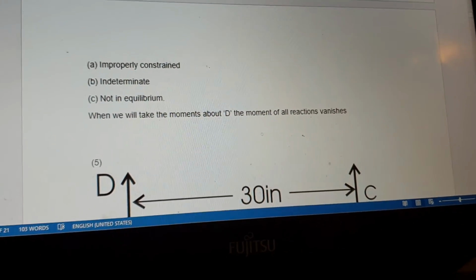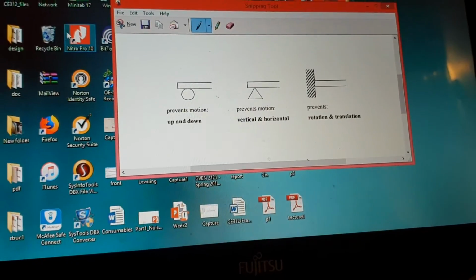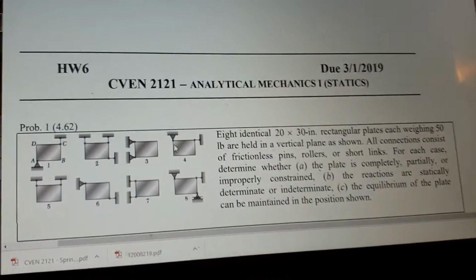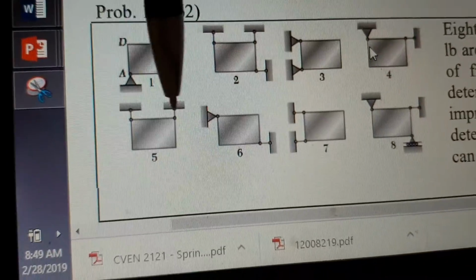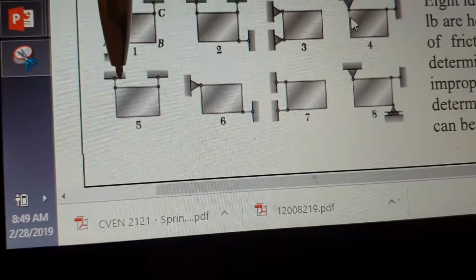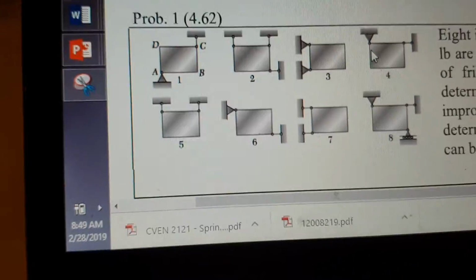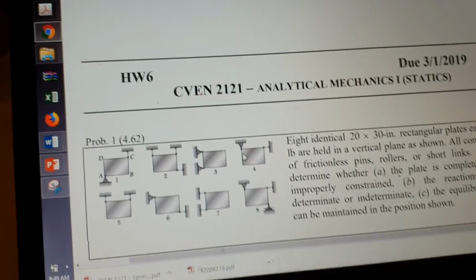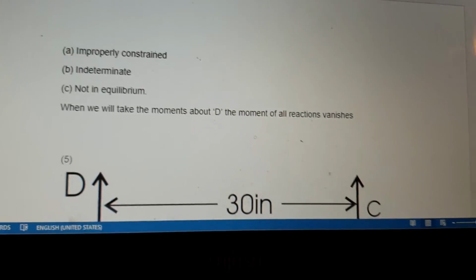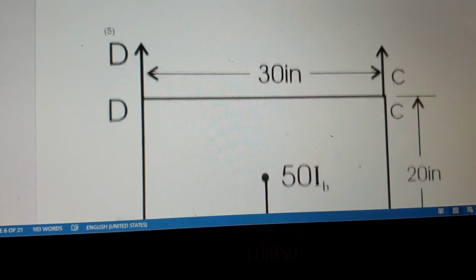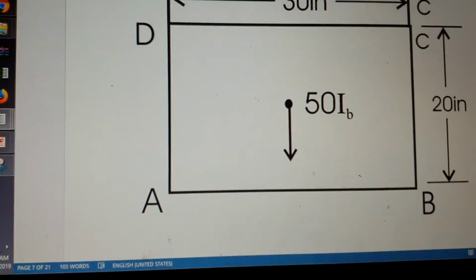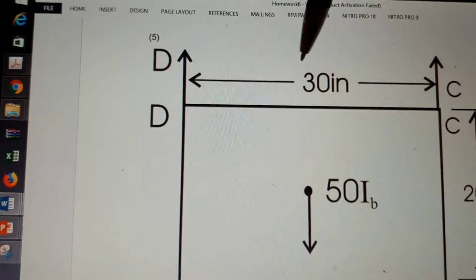Let's look at number 5. You will see here, this D is one tension, and this C is one tension. So you have two unknowns, and you'll have three equations. Two unknowns and three equations. Look at that. You'll have two unknowns and you have three equations. If you take summation of forces in the y, C plus D equal 50.